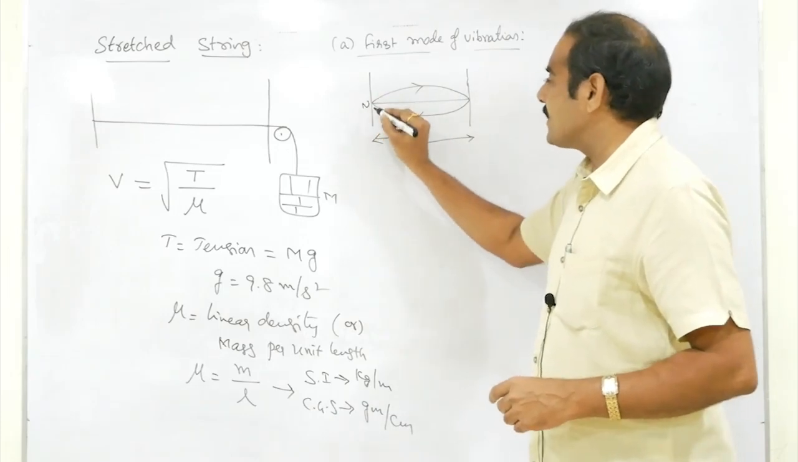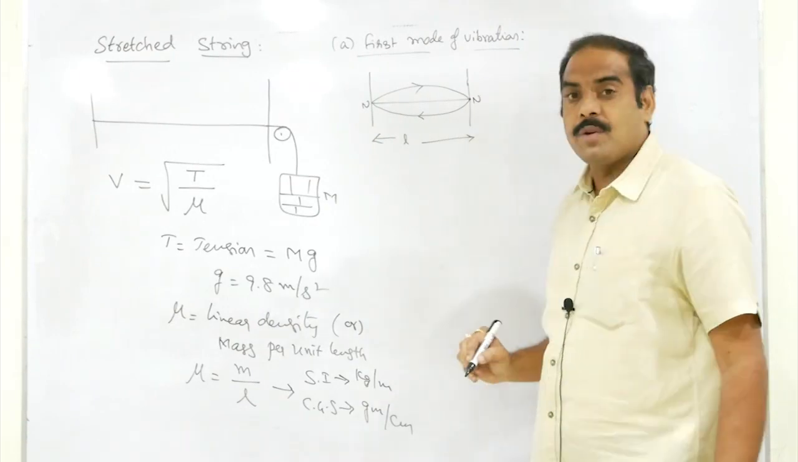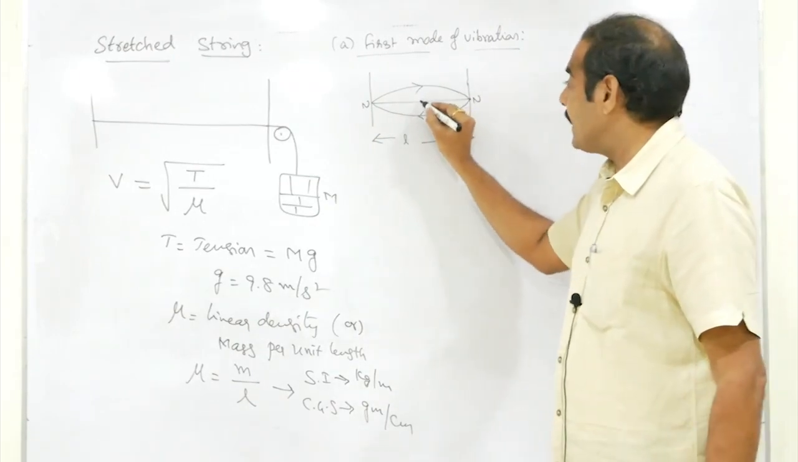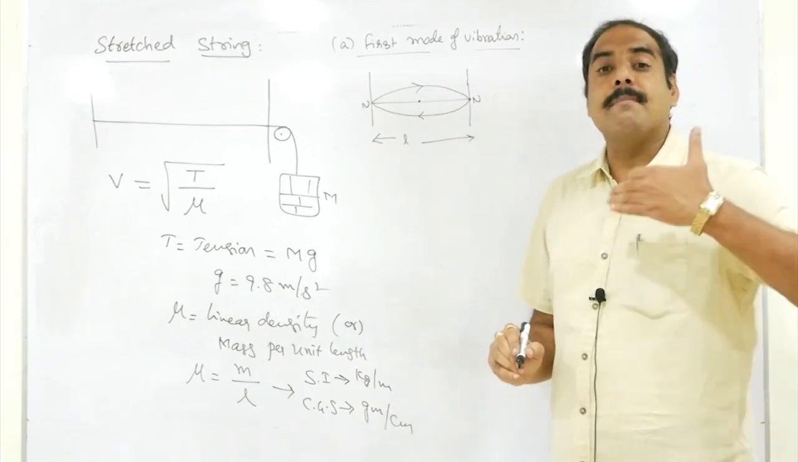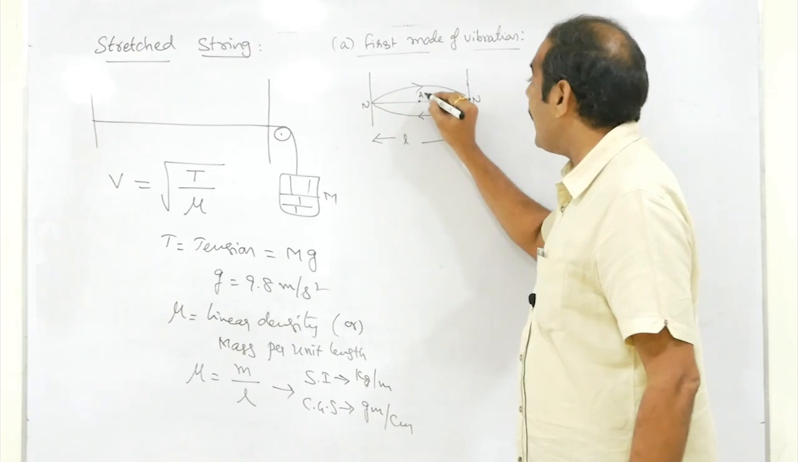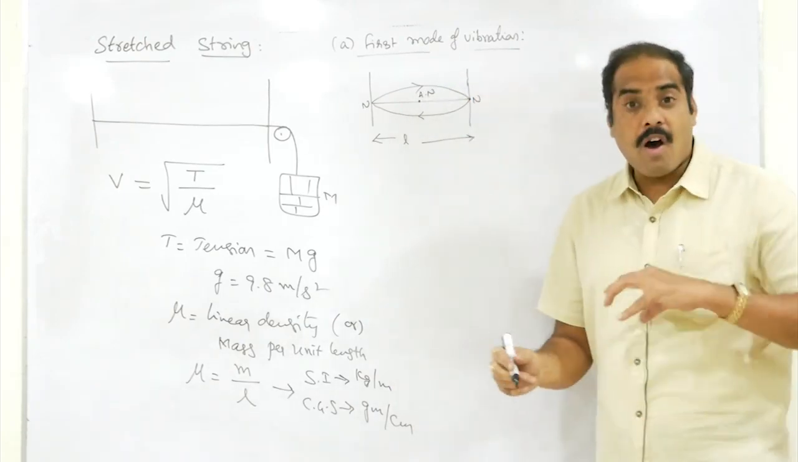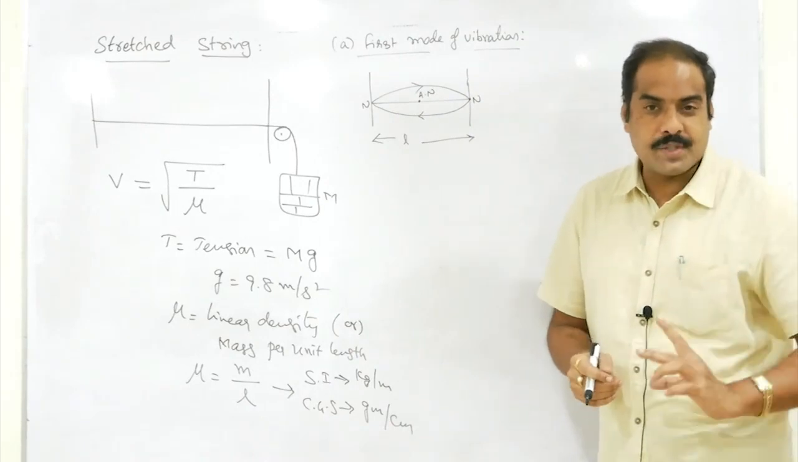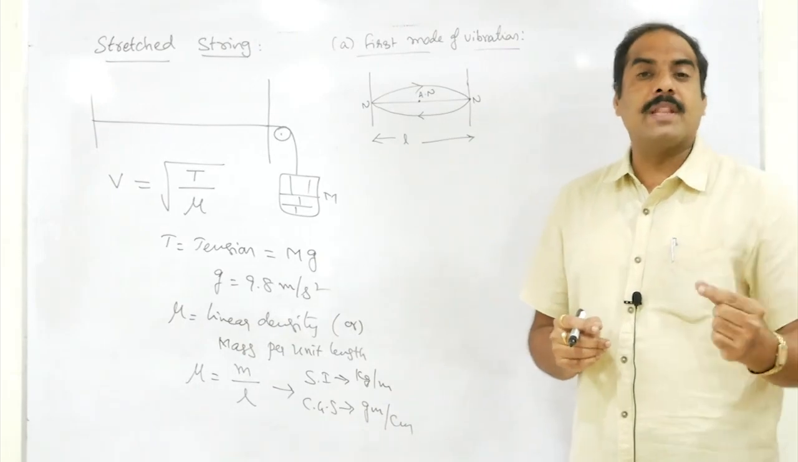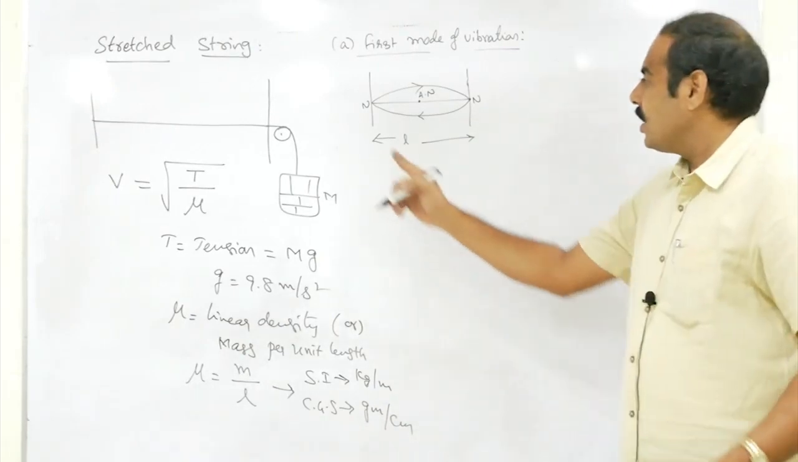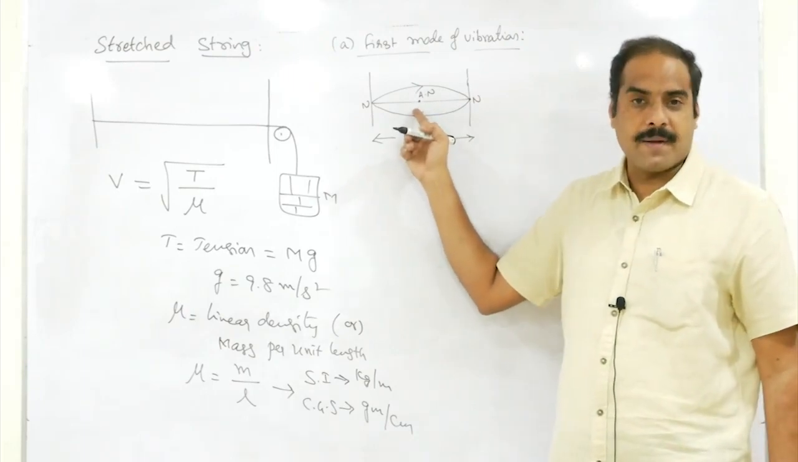Here this is a node, since amplitude is 0. At this end also amplitude is 0, so you can observe another node. But at the middle, amplitude is maximum, so here it is an antinode. So in the first mode of vibration, or when a string vibrates with one loop or one segment, two nodes and one antinode are formed.